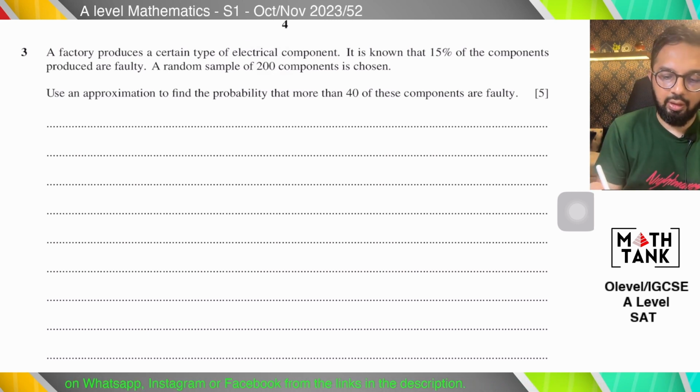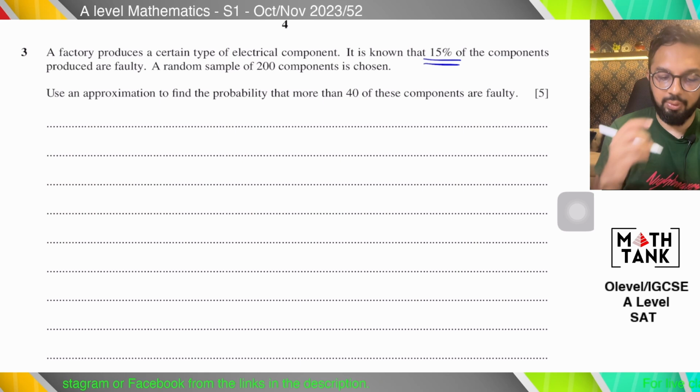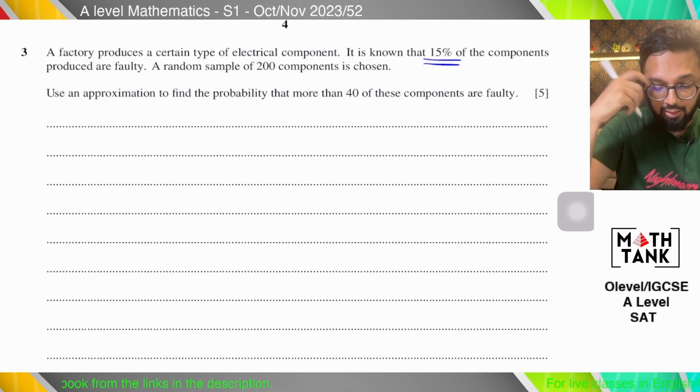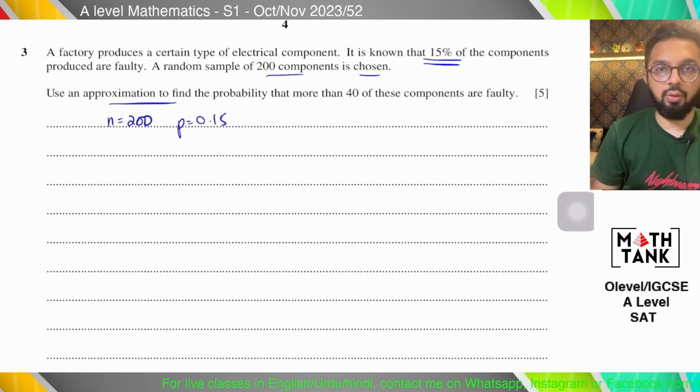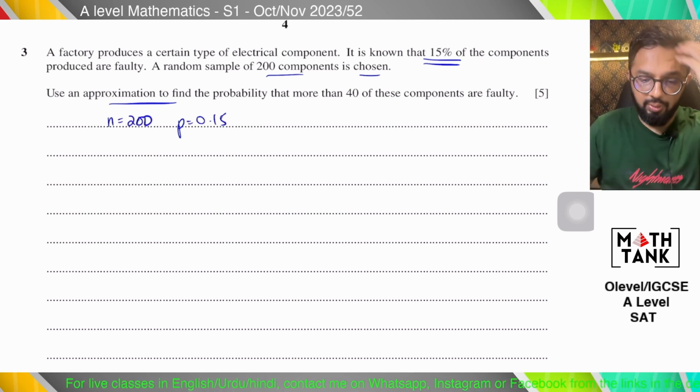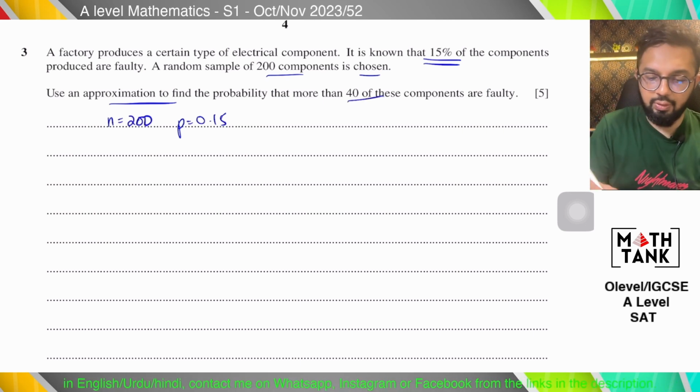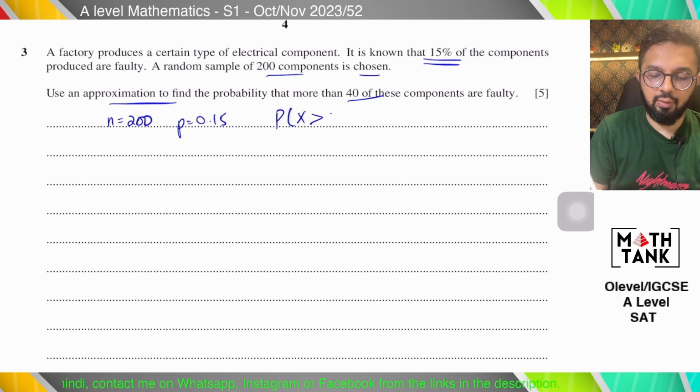A factory produces a certain type of electrical component. It is known that 15% of the components are faulty. A random sample of 200 components is chosen. So 200 components is chosen and p is 0.15. Use an approximation, so binomial to normal, there is no other way of doing it, that more than 40 of these components are faulty. So probability of X greater than 40.